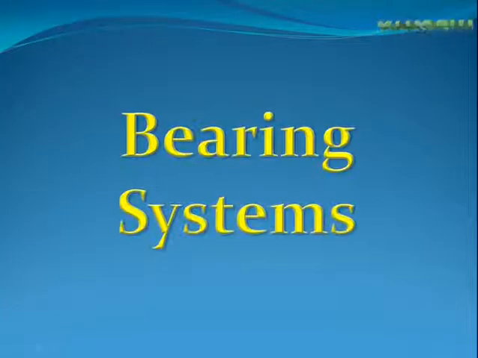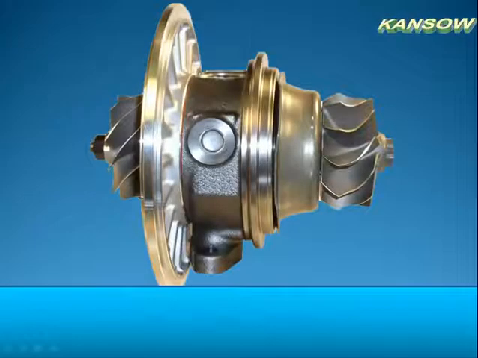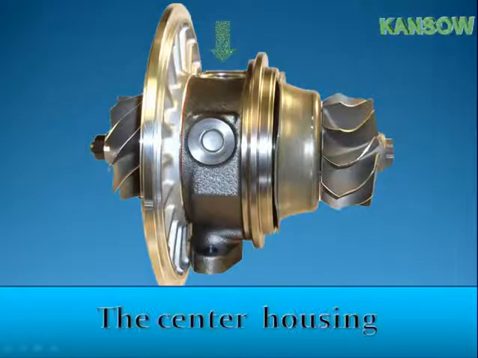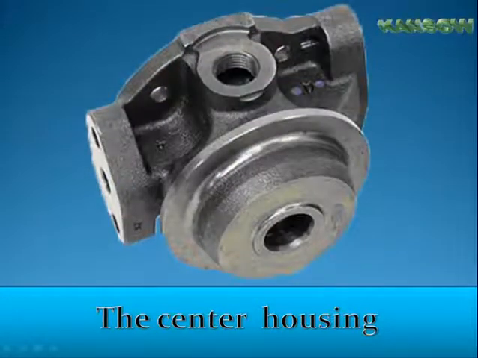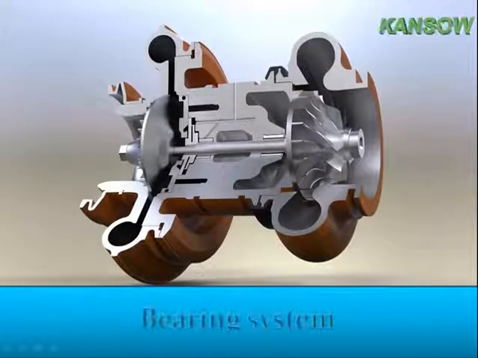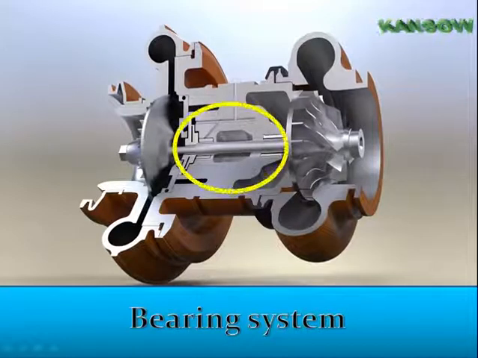Bearing system. The turbocharger shaft and turbine wheel assembly rotates at speeds up to 300,000 RPM. Only sleeve bearings specially designed for turbochargers can meet these high requirements at a reasonable cost.